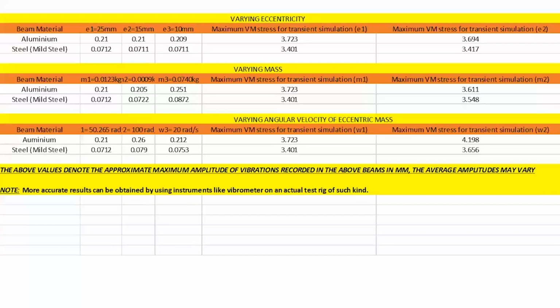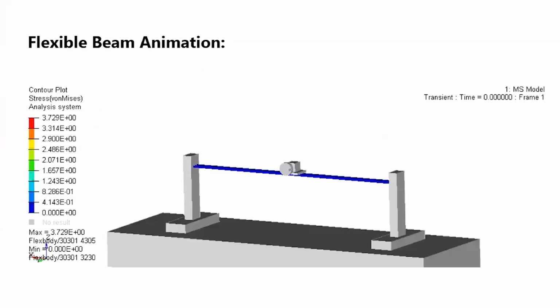So this is basically the flexible body analysis, and this is the flexible beam animation which you can see. As you can see, this is rotating at a particular speed, and these are the vibrations which are happening, and with the vibrations you can see the contour plot of the stress changing.